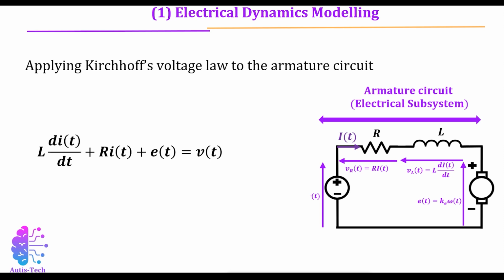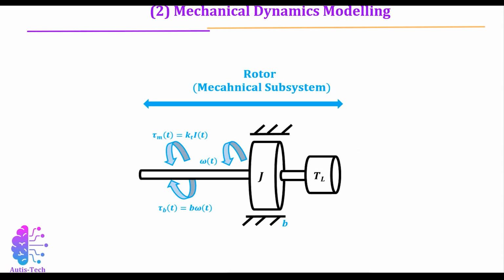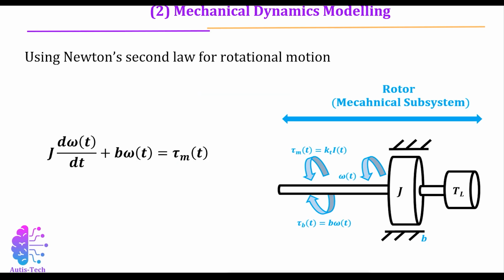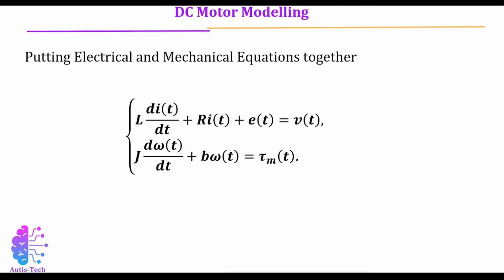By applying Kirchhoff's voltage law to the armature circuit, we get the electrical ordinary differential equation. Let's move now to the mechanical dynamics modeling. By using Newton's second law for rotational motion, we get the mechanical ordinary differential equation. By combining the electrical and mechanical equations of the DC motor, we form a complete system model.